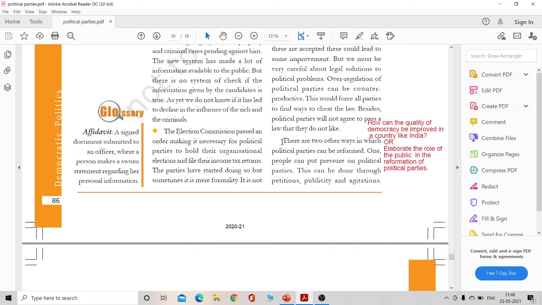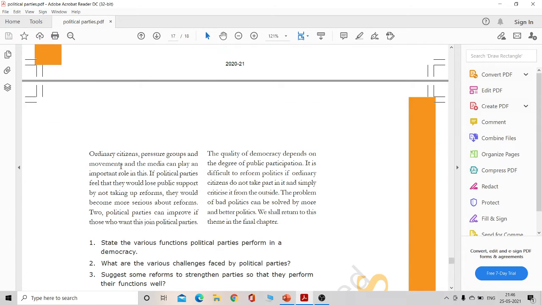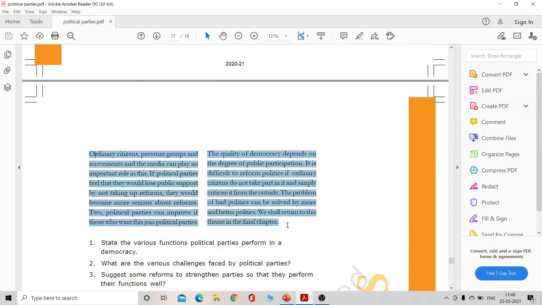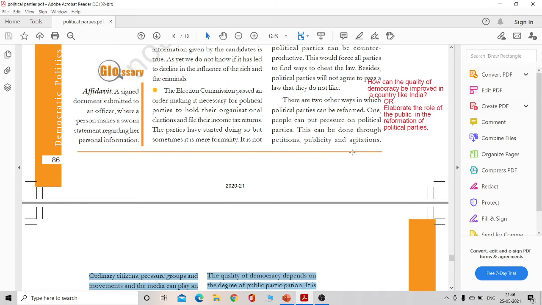So coming back to this page would answer both types of questions. So this more or less covers the board questions that are important for this chapter, political parties.